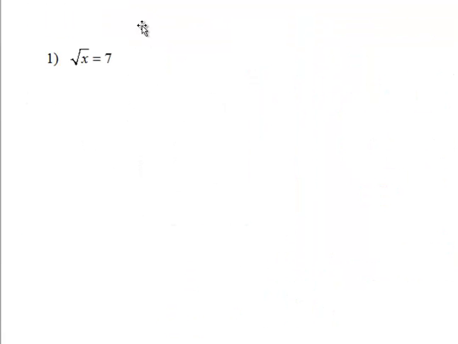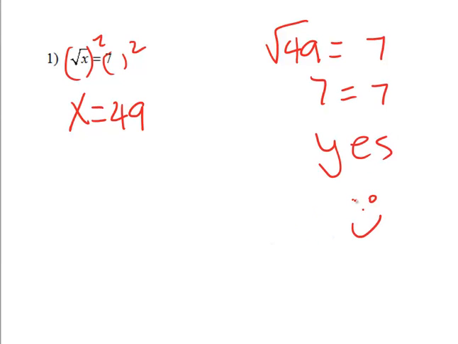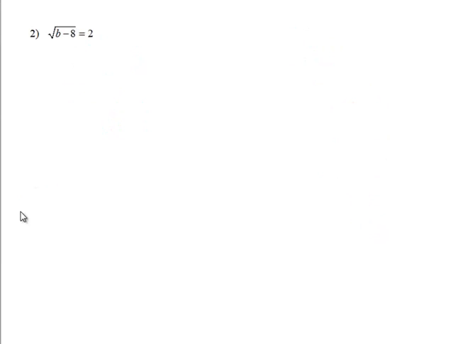Let's try another one. This is more simple. Here we don't have to add or subtract, we just have to square both sides. So I'm going to square that, and I'm going to square that, and I'm going to have x equals 49. And we'll check it. Is it true that the square root of 49 equals 7? Yes, it is. Let's try another one. That was pretty fast. Let's go and look at this one.